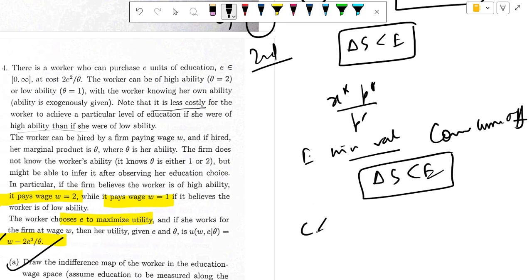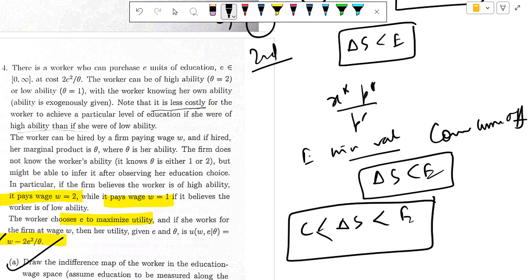So obviously this is proved as required. So this is the answer to this question.